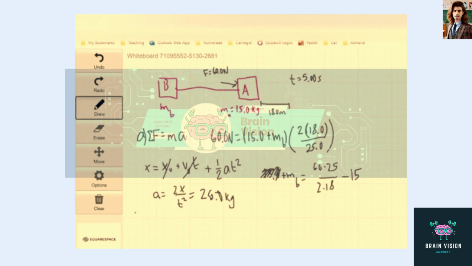Okay, so let's move on to part A, because I actually answered part B first. I thought that was the easier part. Okay, what is the tension? So, we've got a force here of 60 newtons.